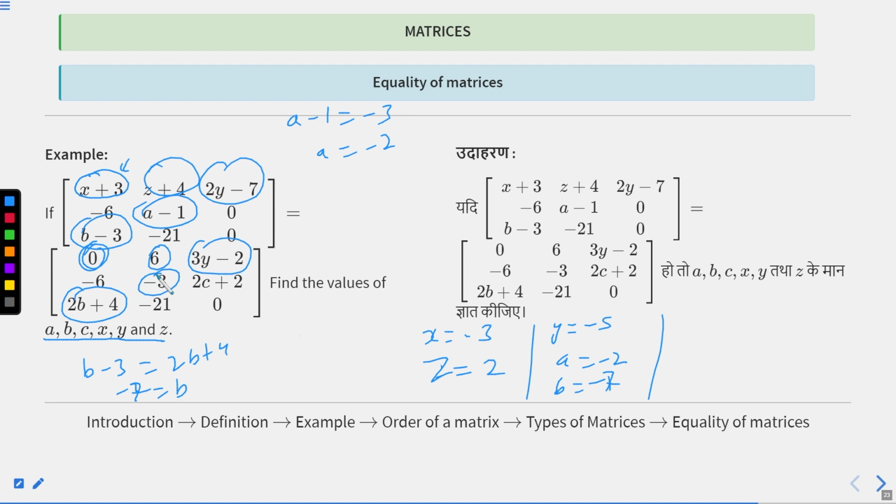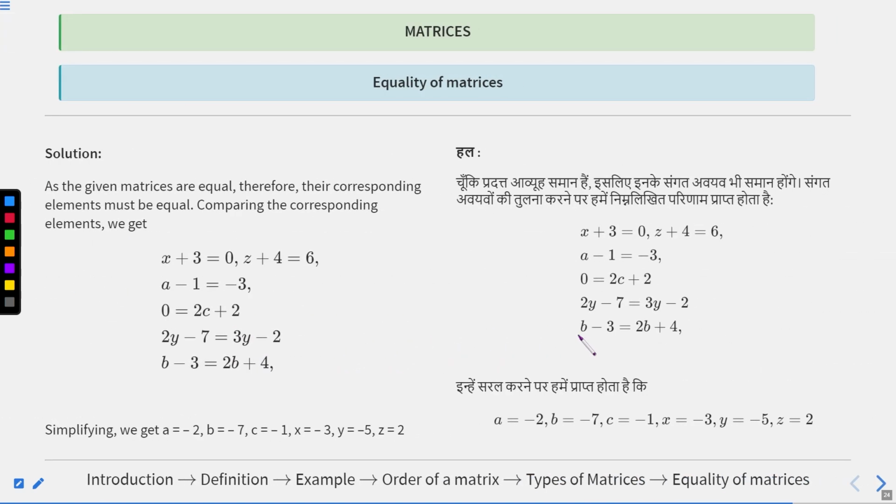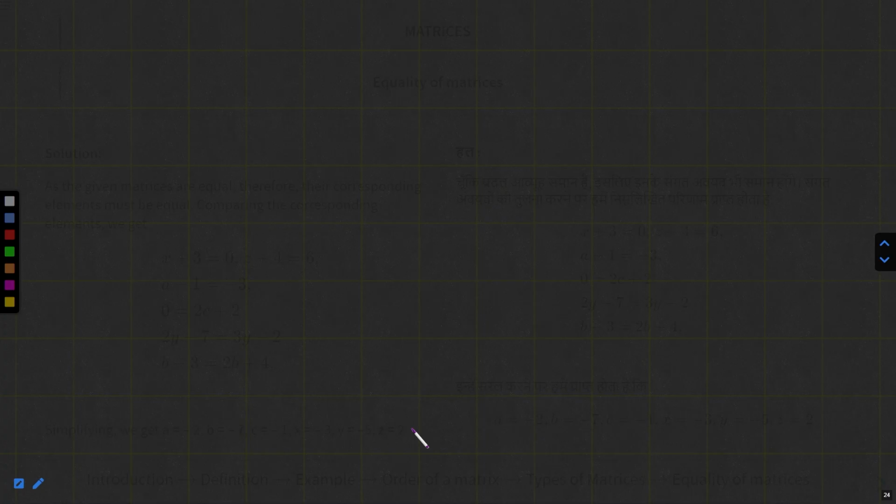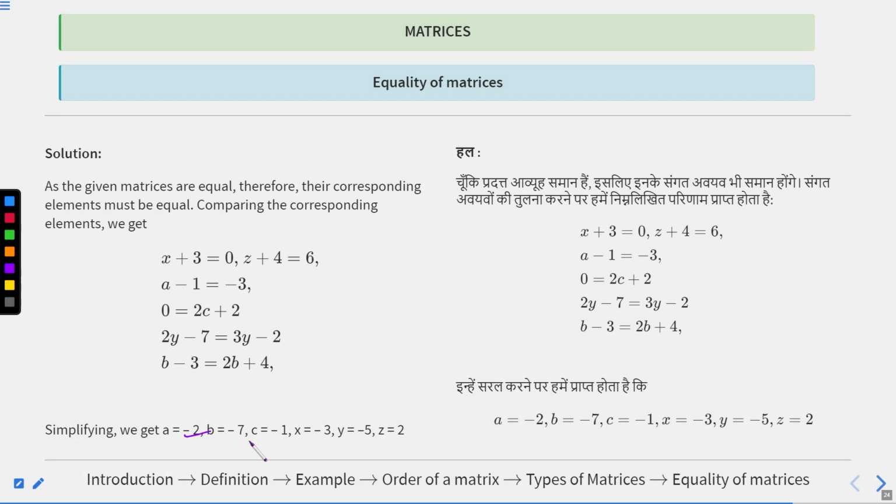Now this entry must be the same as this entry. This position entry must be the same as this position entry, meaning 2c plus 2 is equal to 0. So c must be minus 1. I hope that it is clear. So the values of x, y, z are minus 3, minus 5, 2. And the values of A, B, C are minus 2, minus 7, minus 1.